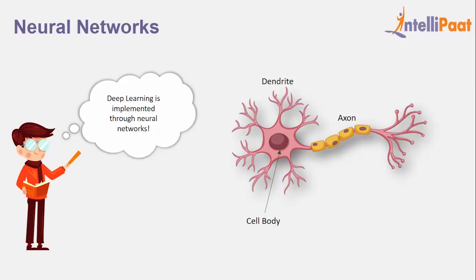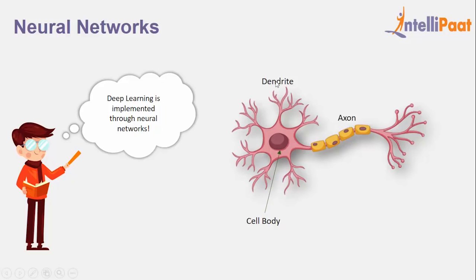We already know that deep learning is the field where we implement algorithms to mimic the human brain. Now the question that arises is, how do we mimic the human brain? To answer that, let me ask another question. What is a brain composed of? So a brain is primarily composed of neurons, isn't it? And these neurons send and receive electrochemical signals.